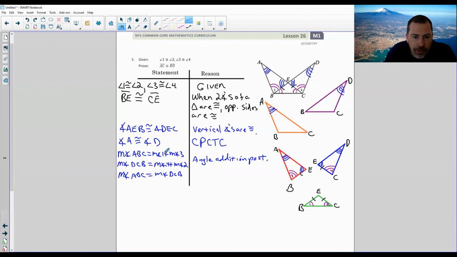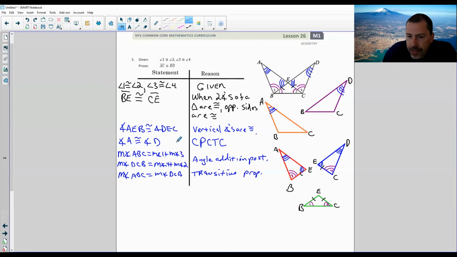Okay, so this might be hard to see. Angle 1 is congruent to angle 2. Angle 3 is congruent to angle 4. So 1 plus 3 is equal to 2 plus 4. These two things are the same thing. So if ABC equals this and DCB equals an equivalent, then ABC equals DCB by transitive property. Or you could say substitution. Either one will work. I'm leaving transitive.